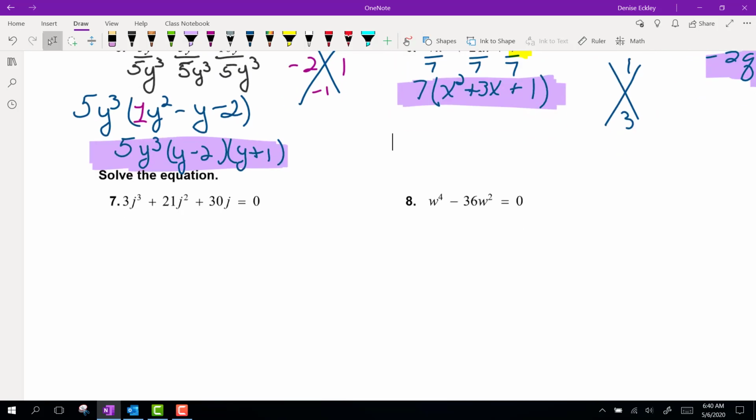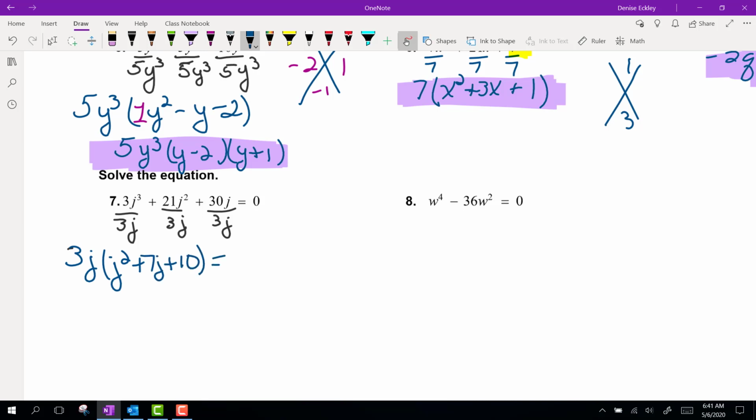Now for 7 and 8, we're doing pretty much the same thing, except we are solving. So we're going to factor and then set the factors equal to 0. So I'm going to run through the factoring part a little quicker, since I did some of these already, the same type. So 3j in front, and then I have j squared plus 7j plus 10. So 3j, this you can factor into j plus 2 times j plus 5.